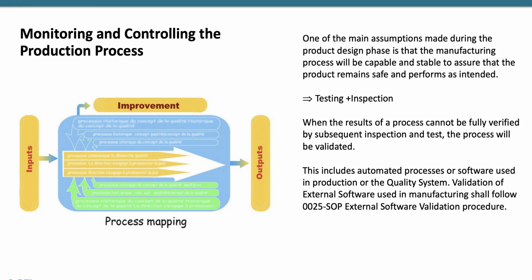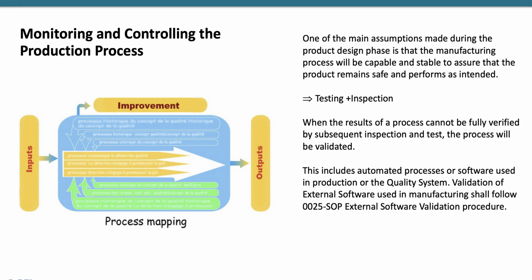How do we monitor and control the production process? One of the main assumptions during the product design phase is that the production process will be stable and we will be able to replicate our products. And that's done by testing and inspection. That's obvious. So some of the processes cannot be fully verified. Then those processes are supposed to be validated.